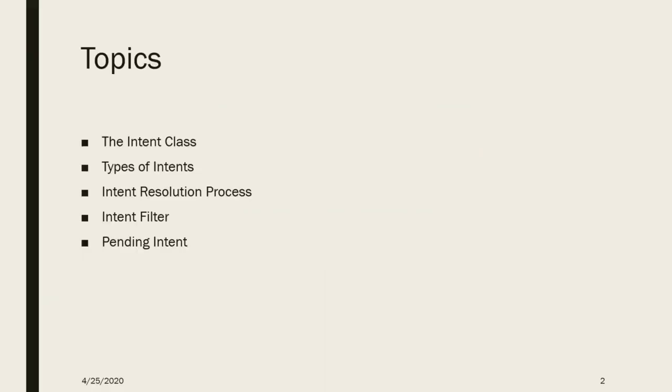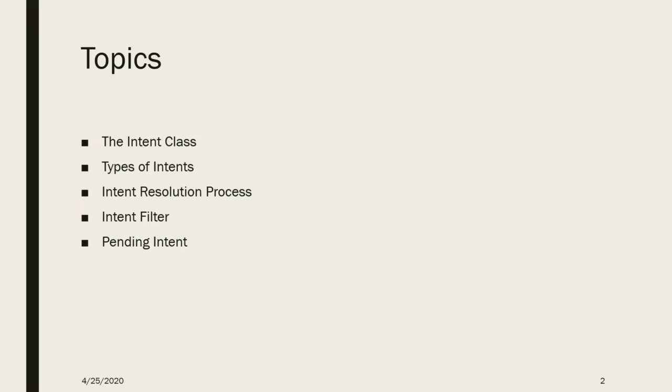I will begin by presenting the intent class. I will talk about how they are created, what fields they have, and what information those fields contain. After that, I will talk about the two types of intents. First, explicit intents, in which intents specifically name the activity they want to start. And second, implicit intents, where intents don't select the target activity but instead describe the operation they want to be performed.